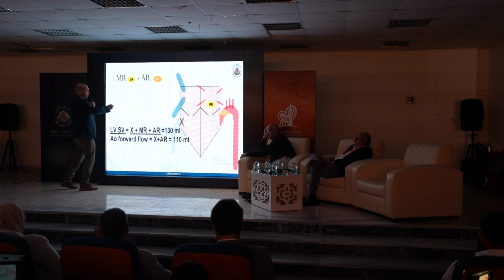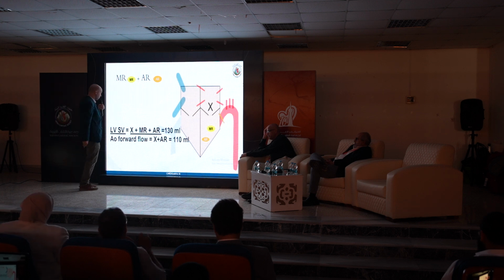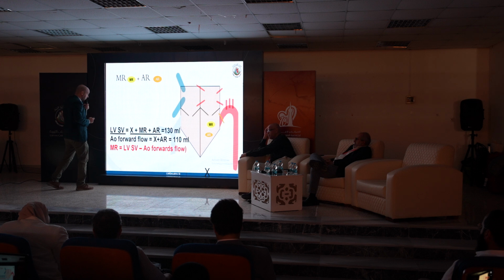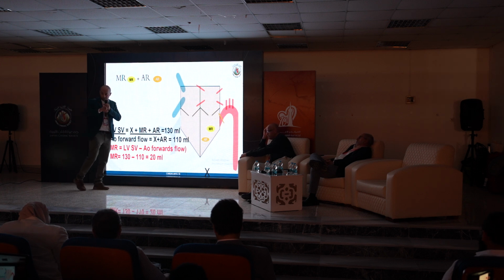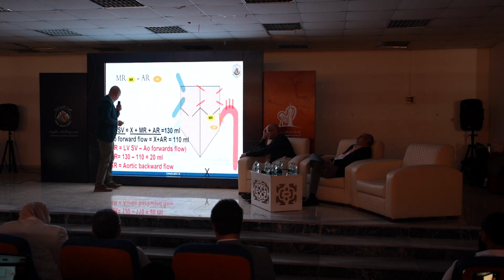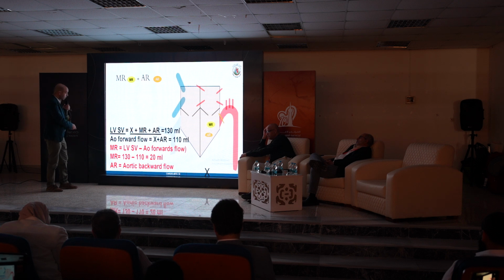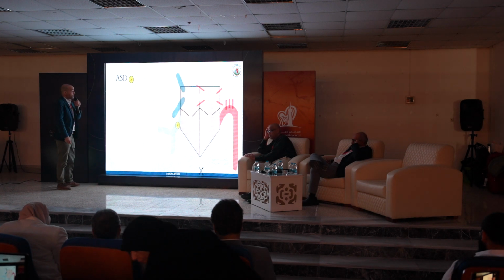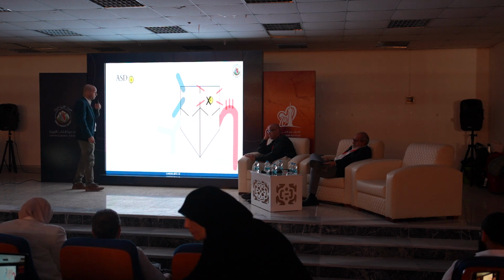In this case, we have mitral regurg and aortic regurg. How to measure? We will measure the mitral regurg the same way, but the aortic regurg, we will get it directly by flow data at the aorta. So the aortic regurg equals aortic backwards flow from phase contrast imaging at the aortic valve. Let's take a case for an ASD.